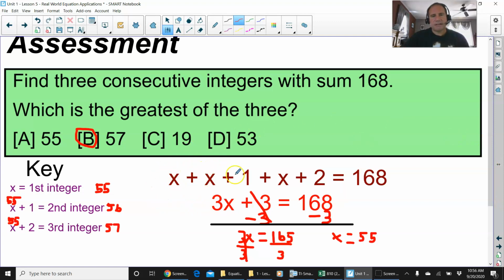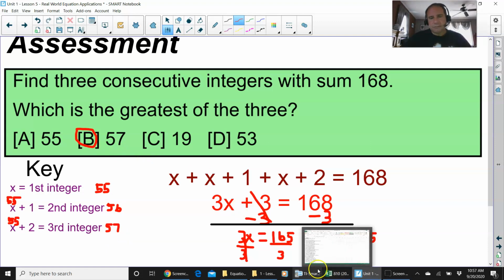You have x plus x plus 1 plus x plus 2 equals 168. We have minus 3 on both sides, and we are getting 3x equals 165. You divide by 3, you get 55 as the least consecutive integer. But I used the key and I found all 3 anyway. 57 is my greatest of the 3.